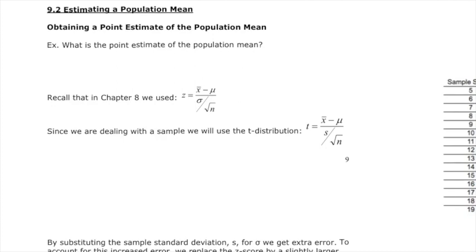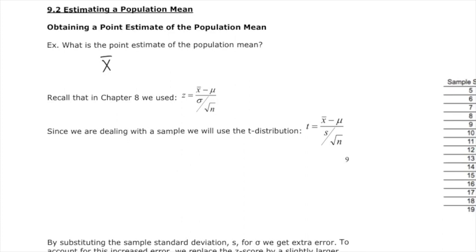In section 9.2, we're going to estimate the population mean. So we're going to be writing confidence intervals for the mean. First, let's talk about point estimates. The point estimate for the population mean, again, point estimate is the best estimation for the population mean, is going to be X bar. And that's our sample mean.